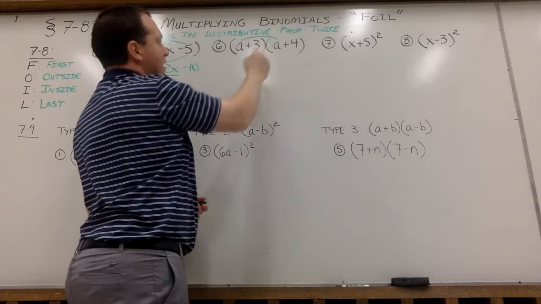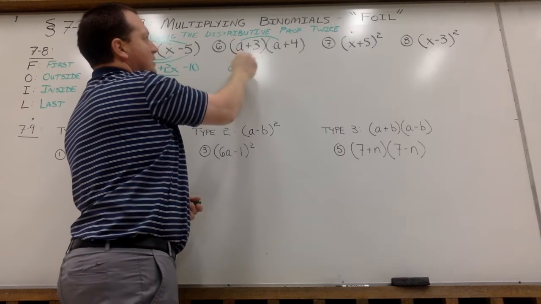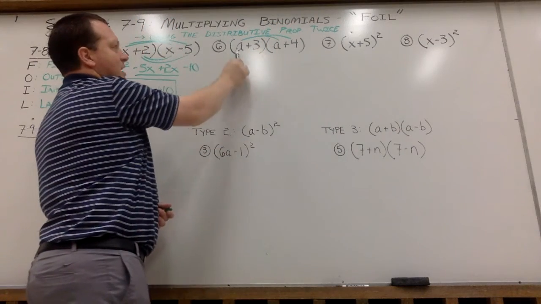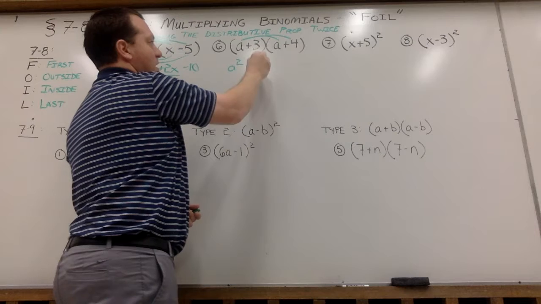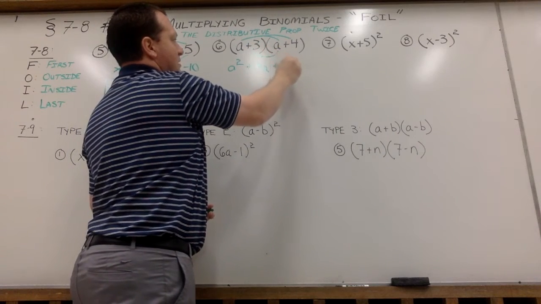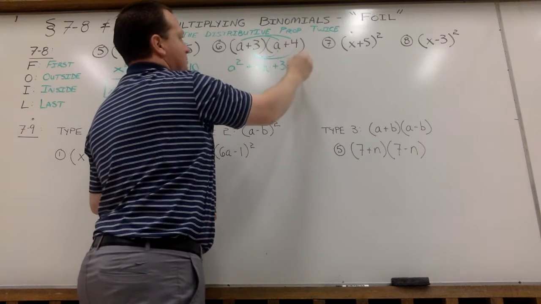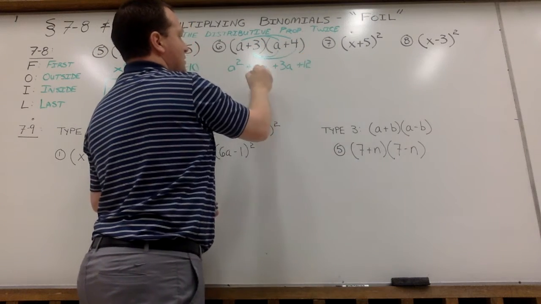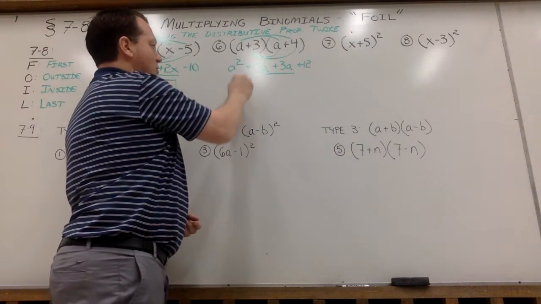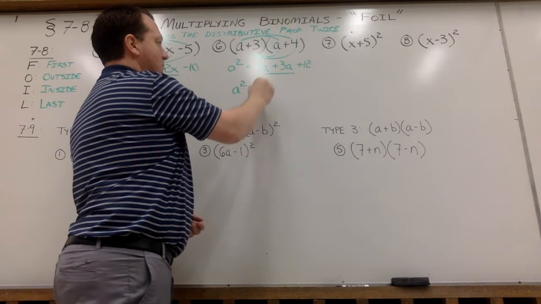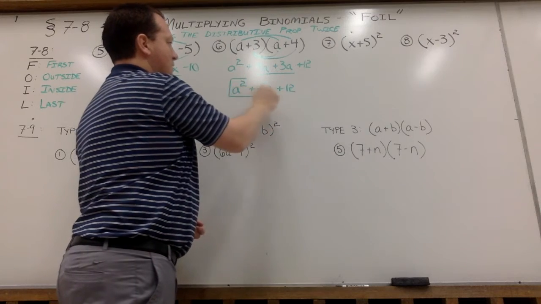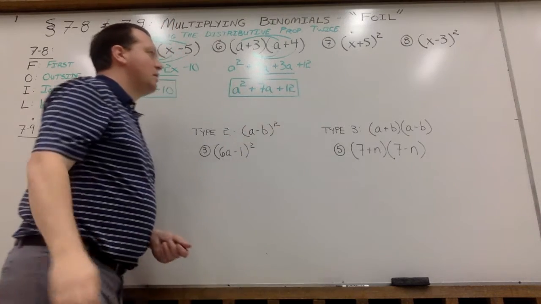So I've got first, a times a squared. O in FOIL is outside. a times 4 is 4a. Inside, 3 times a is 3a. And then last, 3 times 4 is 12. Check your middle terms. 4a and 3a will give you a total of 7a. And then plus 12. So a squared plus 7a plus 12 is your final result.